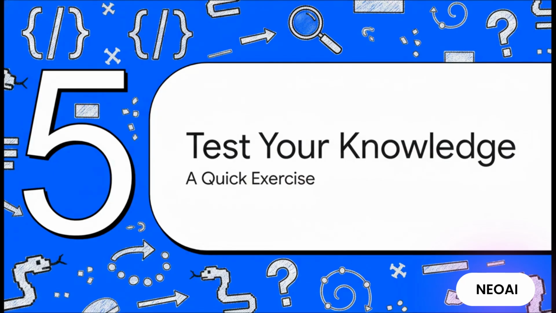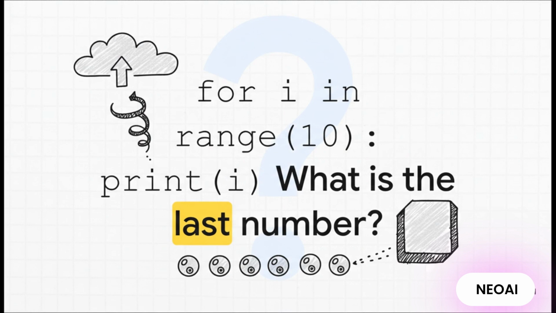All right, theory time is over. We've gone over the 2 big rules. Now it's time to put your knowledge to the test with a quick little pop quiz. You ready? Okay, take a good look at this code. We've got a simple loop, for i in range(10), and inside it just prints i. So, based on everything we just talked about, what is the last number that this code is going to print to the screen? Go ahead and pause here if you need a second to think about it.